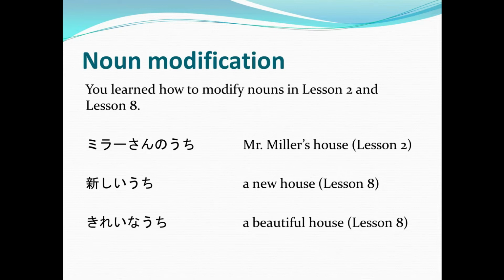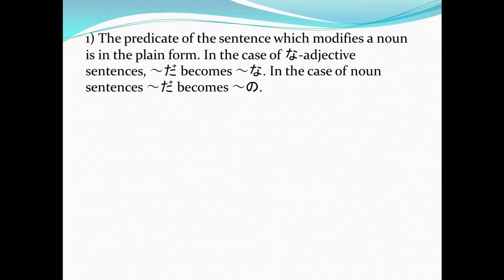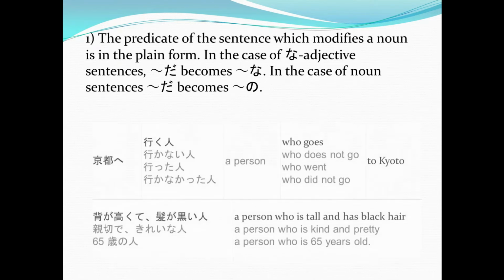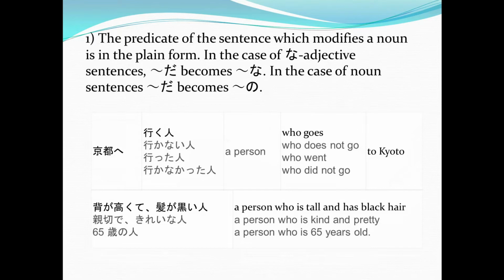So how do we transform a fragmented sentence into a noun modifier? First, the predicate of the sentence which modifies a noun is in the plain form. In the case of na adjective sentences, da becomes na. And in the case of noun sentences, da becomes no. Take a look at this example.